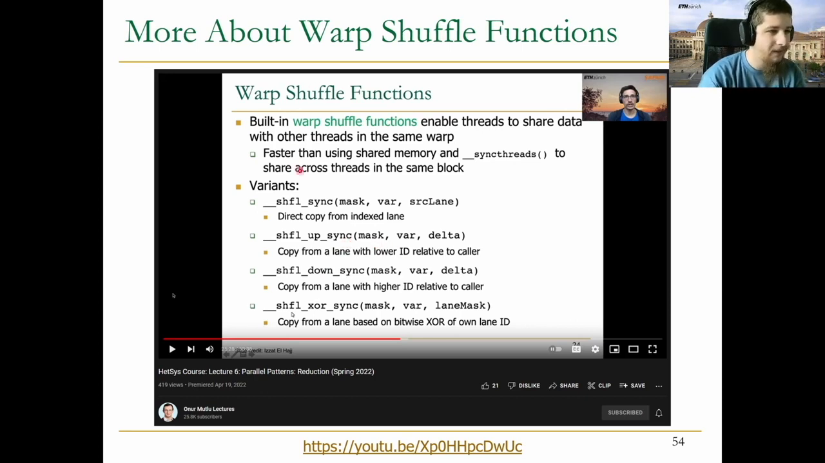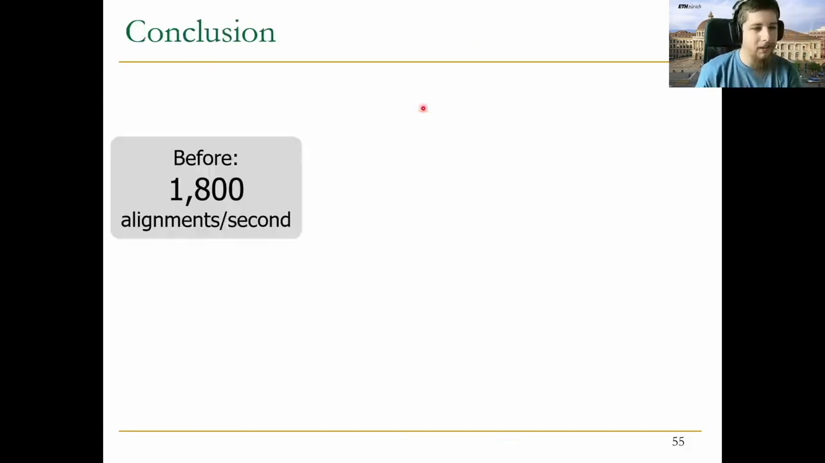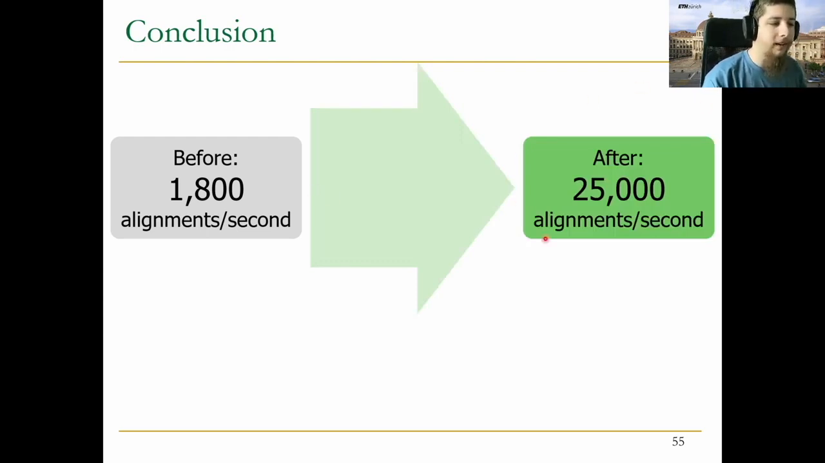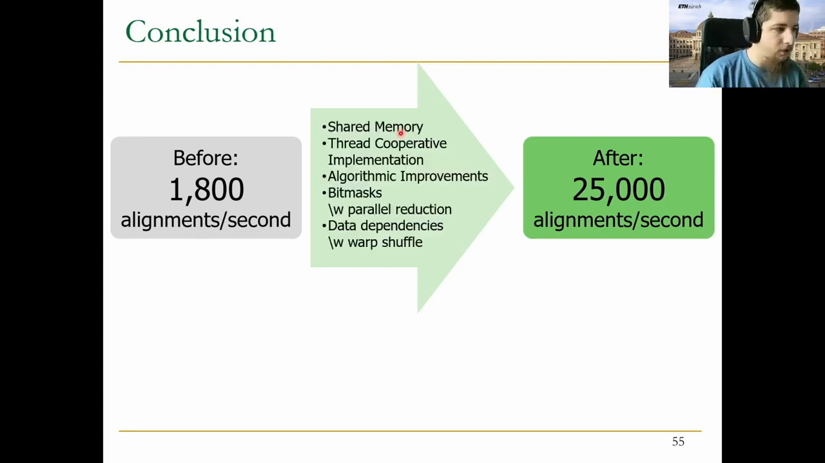And let me conclude with some numbers here. In an early stage of the project, we got to a throughput of 1,800 alignments per second on some configuration of our data set and GPU. And by the end of the project, we were at something like 25,000 alignments per second. So this is over 10x improvement in throughput. And we applied all these techniques that I showed.